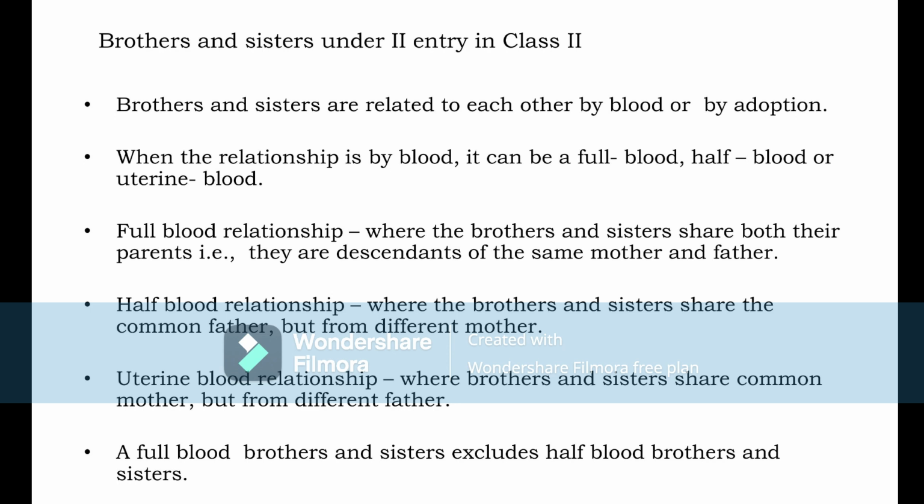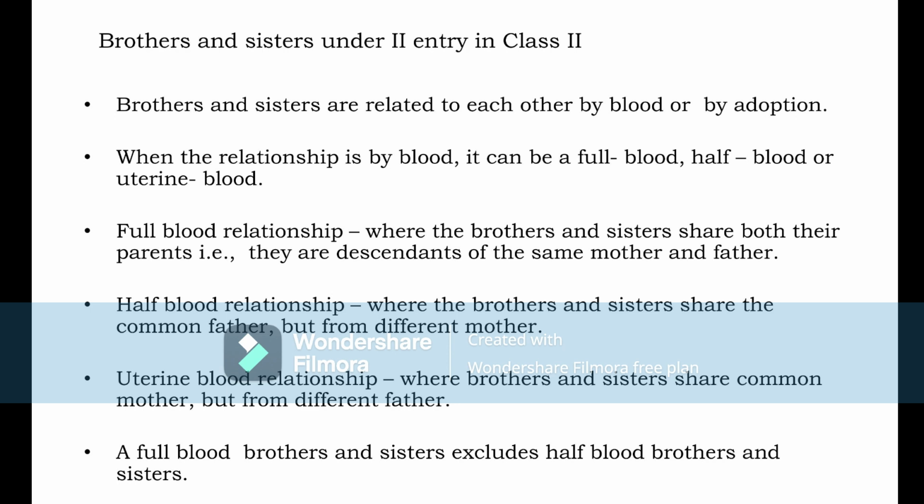So full blood: father and mother are the same. Half blood: father is the same, mother differs. And uterine blood: mother is common, but father differs. So in this class 2 case, brothers and sisters are included only if full blood or half blood, and not uterine blood. Wherever you find brothers and sisters, either they should be half blood or full blood and not uterine blood, because uterine blood relations are not included in class 2. Not only the class 2 heirs, even the agnates and cognates also.